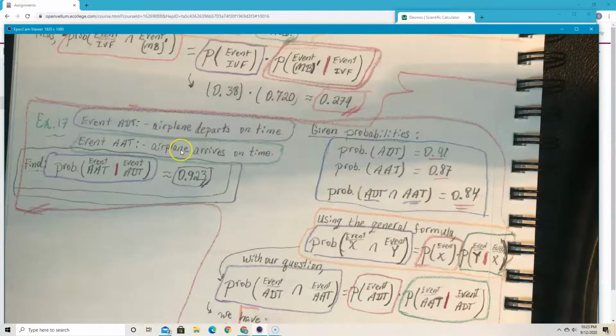The airplane arrives on time. The airplane goes through its flight, and they land, and they arrive on time. AAT, airplane arrives on time. They give us that probability as well. The probability a randomly selected airplane arrives on time is 0.87.